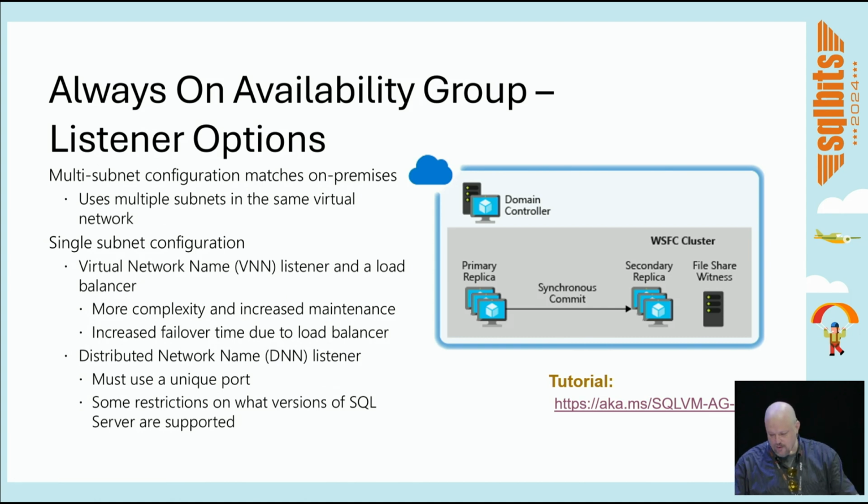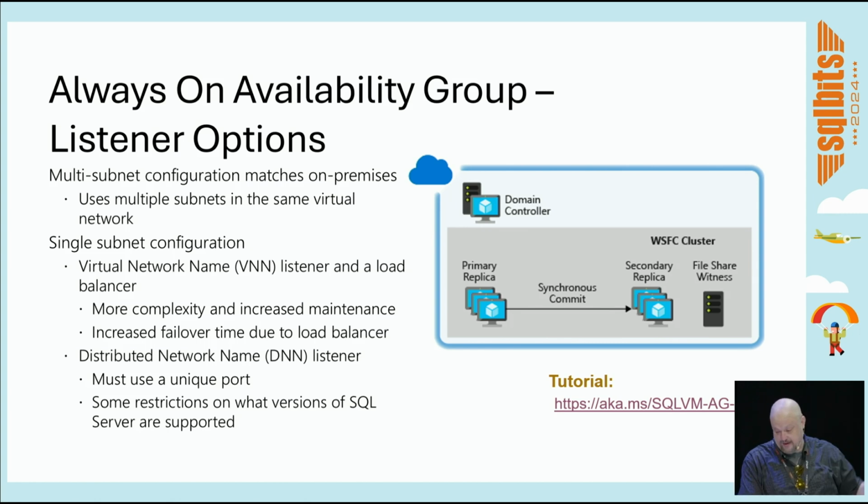Now, we're going to go into this in little pieces because I think it's important. One thing about AGs is there's different options and different ways to set it up. And it's not really setting up the AGs that's different in the cloud and on-prem. It's how you're going to connect. In Azure, we have different ways to connect. The preferred solution is going to be a multi-subnet configuration, which essentially replicates what you have on-prem. So you have a virtual network with multiple subnets, and each replica goes to a different subnet. Then you have a listener and everything's good. There are limitations, and by the way, that's in the doc.